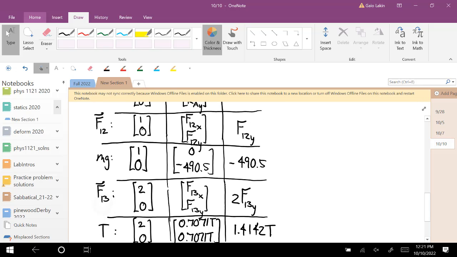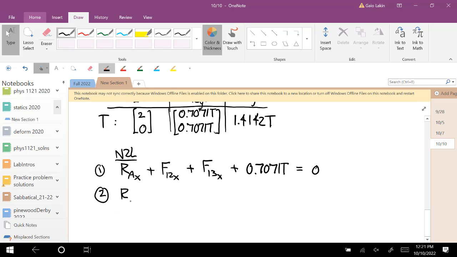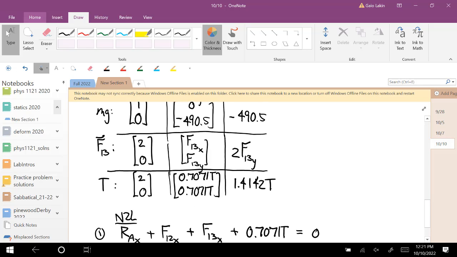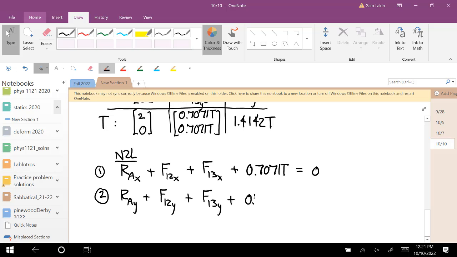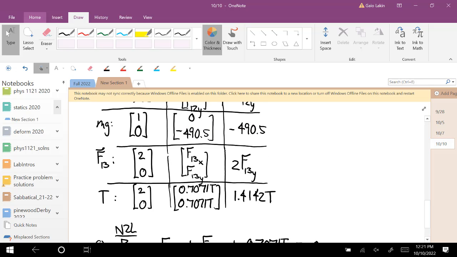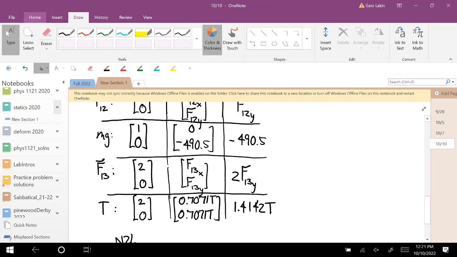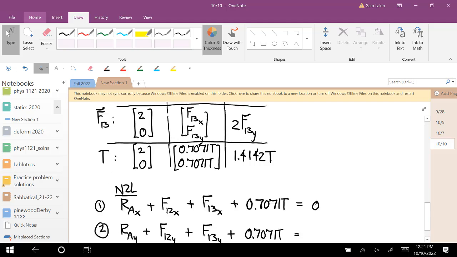And then the y equation, RAY plus F12Y plus F13Y plus 0.7071 t is equal to positive 490.5.